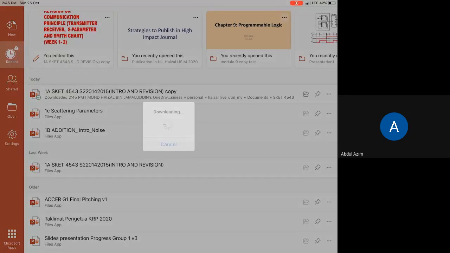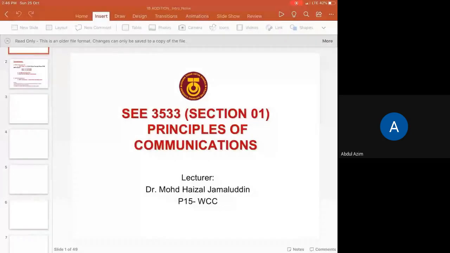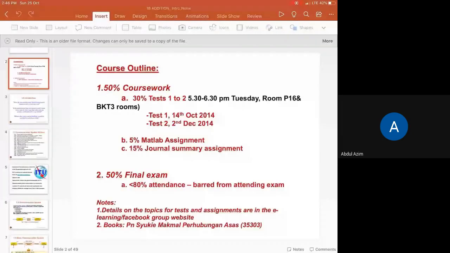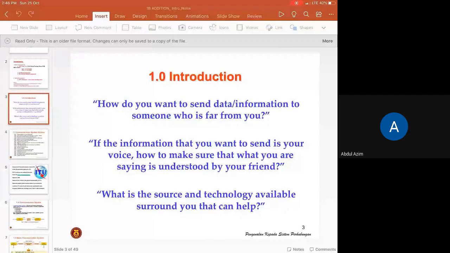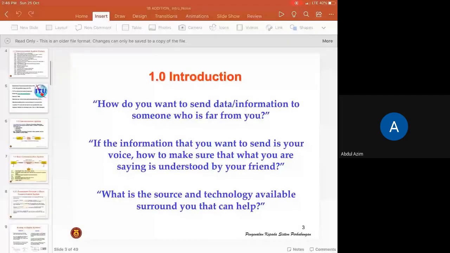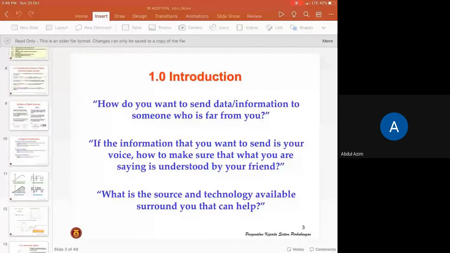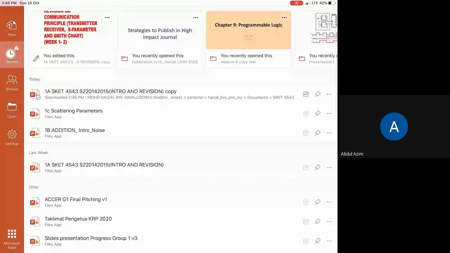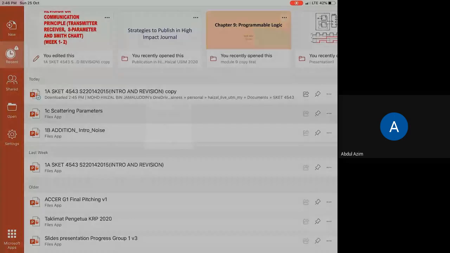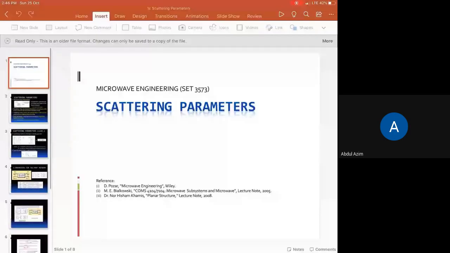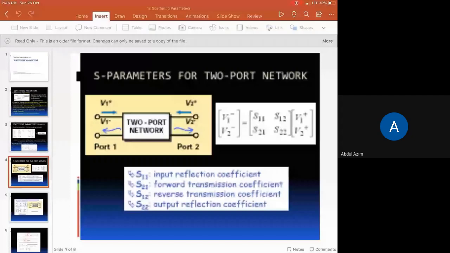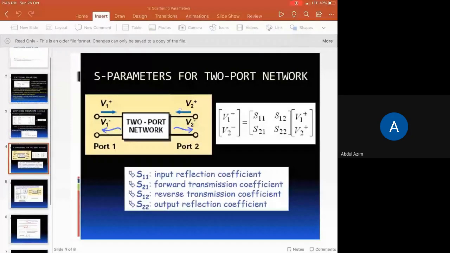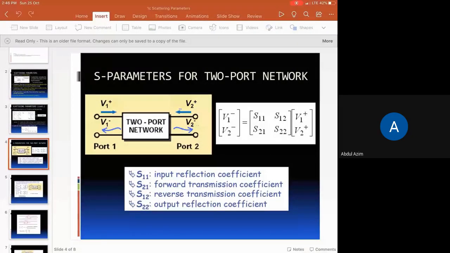Okay, so this is just a basic. You can refer actually. I don't touch much because this is just additional information for you to revise. 1C is about the concept of scattering parameters, again for you to revise. Especially on the two-port networks, what is called the S11, S21, S12, S22. So input reflection, forward transmission, reverse transmission.